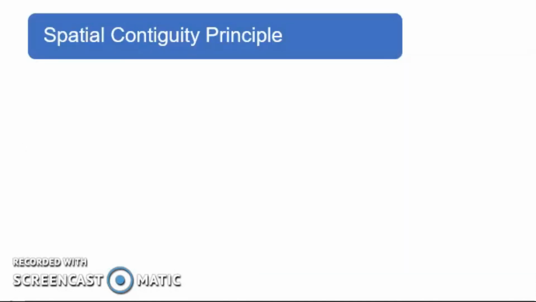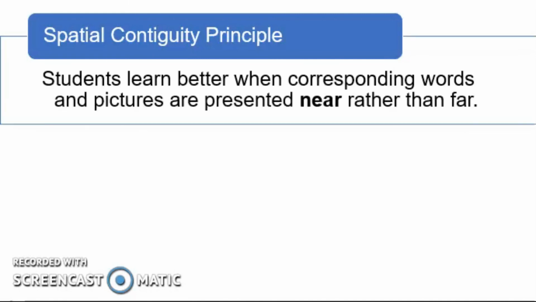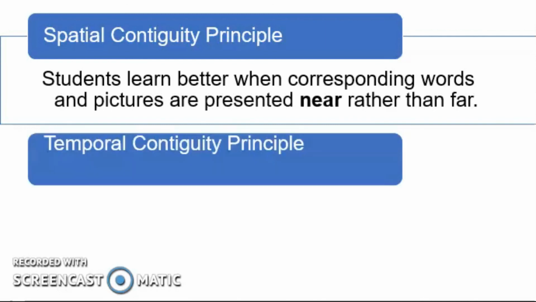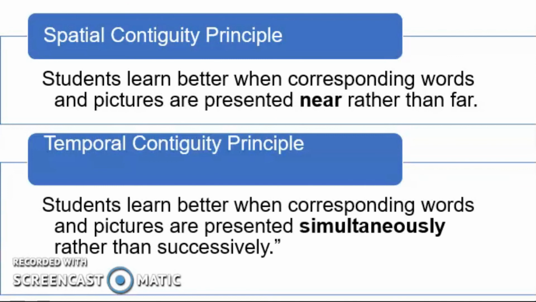Summarizing both of these principles, the spatial contiguity principle says that the corresponding words and pictures should be placed near each other, and the temporal contiguity principle says that the corresponding words and pictures should be presented simultaneously.